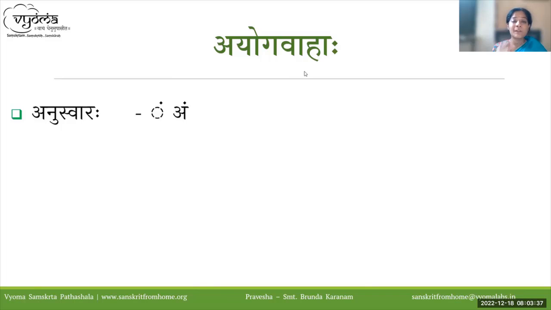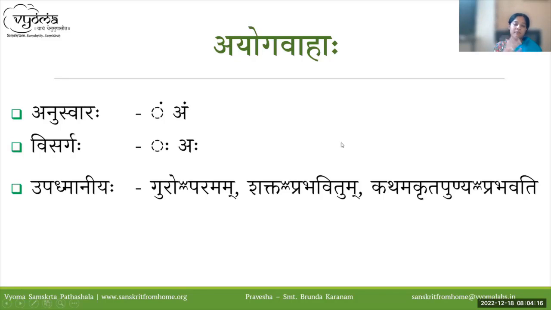So let us learn more about ayogavahaha. I told you that there is a special category of letters in Sanskrit called ayogavahaha, and anuswara and visarga form a part of that. So we already learned anuswaraha, which is the dot above a letter. Visargaha, the two dots after a letter, example is aha. Now there is another form of ayogavaha called upadhmaniyaha. Let us learn what this is.